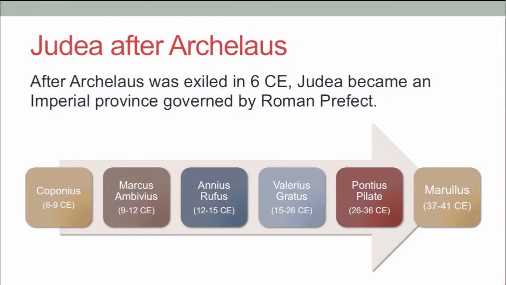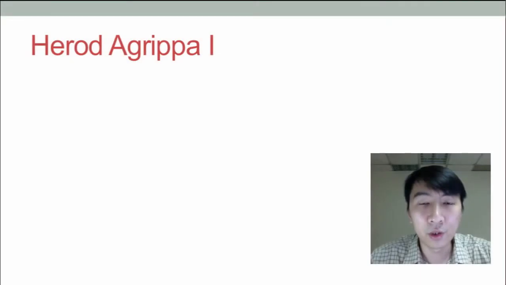Now, after Archelaus was exiled in 6 CE, Judea then became an imperial province governed by a Roman prefect. That means Rome would assign a ruler over Judea. And so it started off with Coponius, Marcus Ambivius, Annius Rufus, Flavius Gratus, and of course, Pontius Pilate. He was the governor during the time when Jesus was tried and crucified. And finally, Marullus. So after Marullus came Herod Agrippa I.